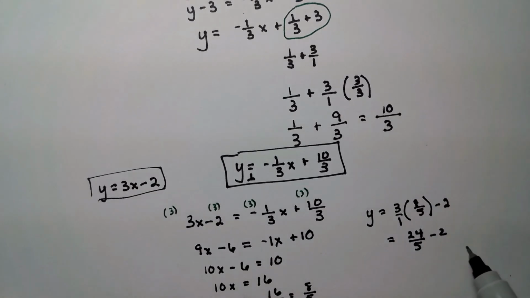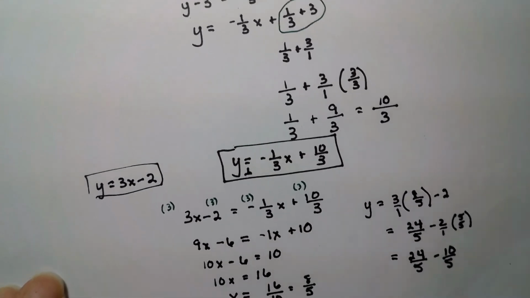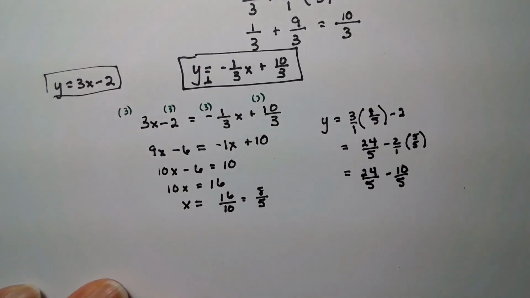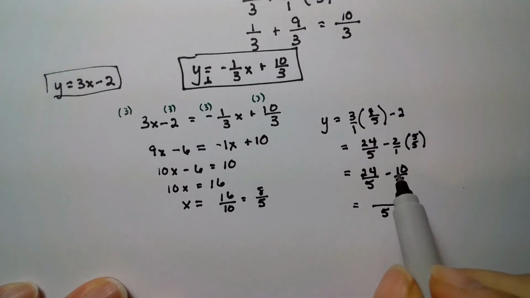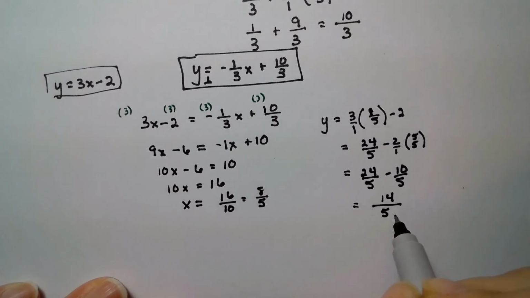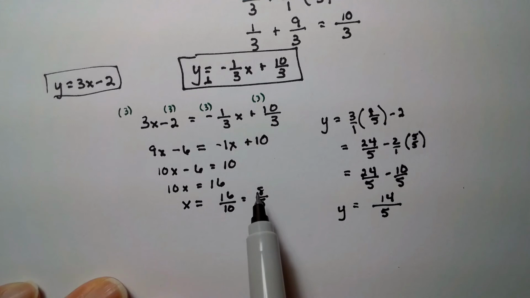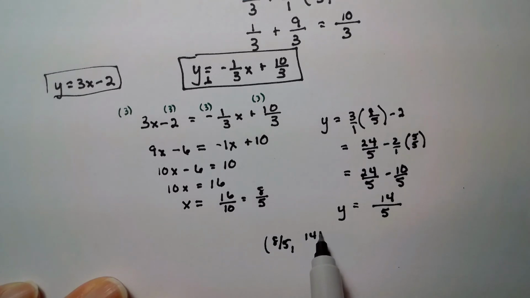Okay, and now I've got to combine these again. So I could multiply 2 over 1 by 5 over 5 to get the denominators to be the same. That's 24 over 5 minus 10 over 5, right? 2 times 5 is 10, 1 times 5 is 5. The denominators are the same, and so now that means that I can go ahead and add or subtract the numerators and put one denominator, 5. 24 minus 10 is 14, and I can't reduce that anymore. So the x-coordinate of the point at the foot of the perpendicular is 8/5, and the y-coordinate is 14/5.